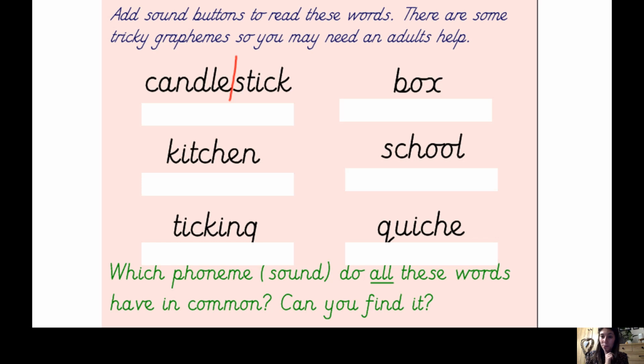Might have something to do with what we were doing yesterday. That's it. They all have the k sound in them. Everyone show me that sound and do the action. K. Fantastic. Remember, we do say it as k, not ka, because we flick away that naughty sound, don't we?